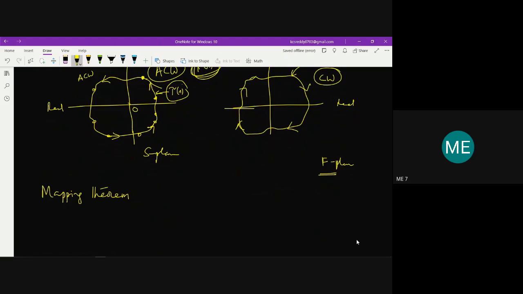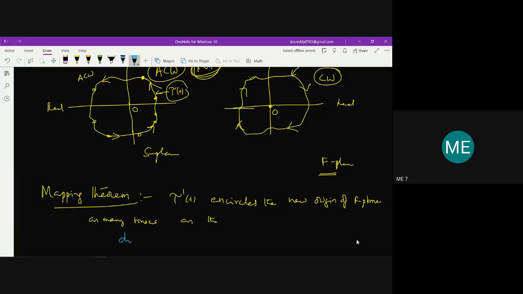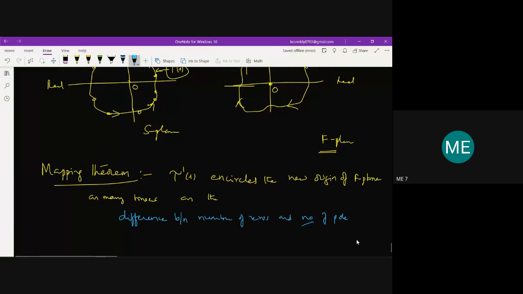we discussed the mapping procedure, but the mapping theorem states that the mapped locus tau dash of s encircles the origin of the f plane as many times as the difference between the number of zeros and the number of poles, that is how many times this tau dash of s encircles the origin.